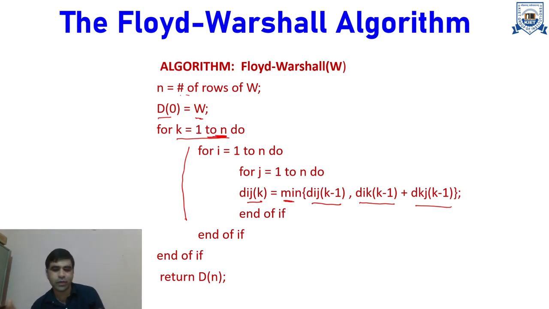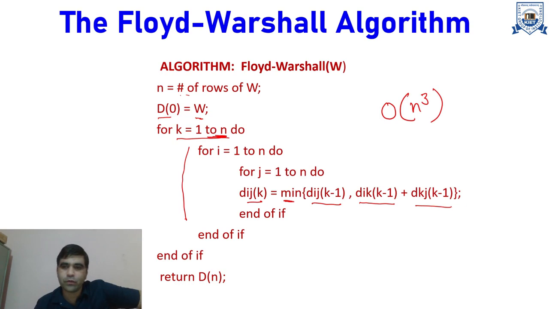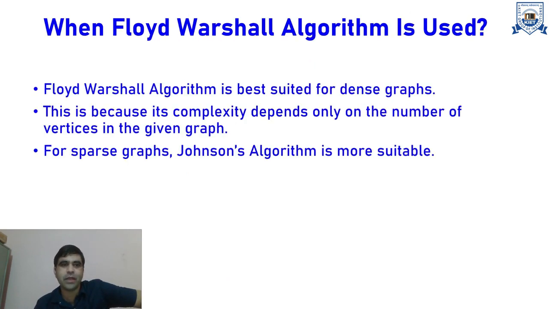The edge weight of the direct edge between any pair will be placed in d0 while we are calculating this. It is simple to say that because we have three nested loops and each loop runs from 1 to n, the complexity of this algorithm is order of n cube, where n is the number of vertices in the graph. So the Floyd-Warshall algorithm is best suited to dense graphs, where there are many vertices and most of them are connected to each other. This is because the complexity depends only on the number of vertices in the given graph, not on the number of edges, how many connections there are.